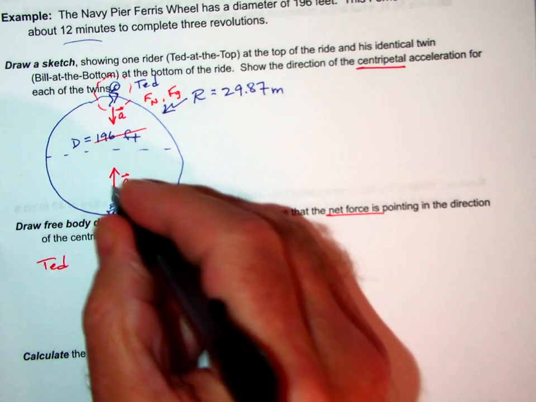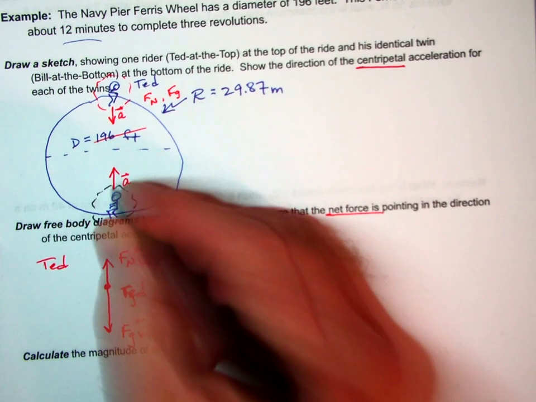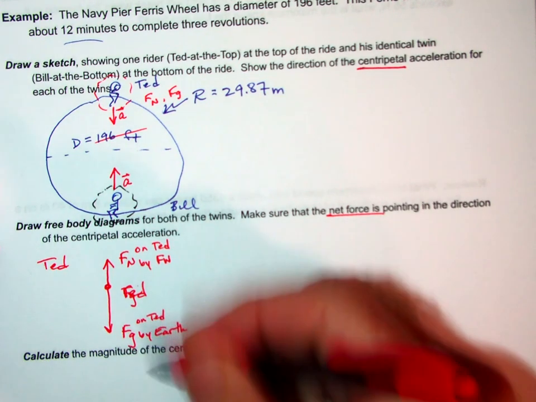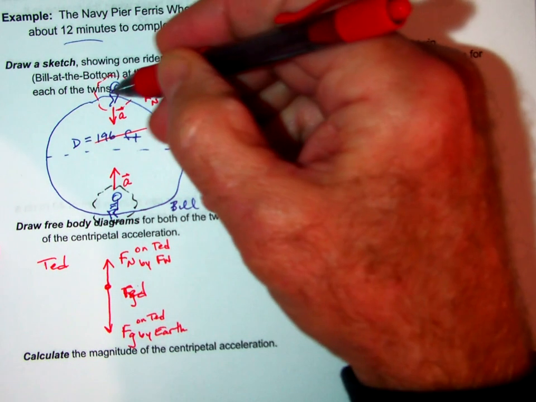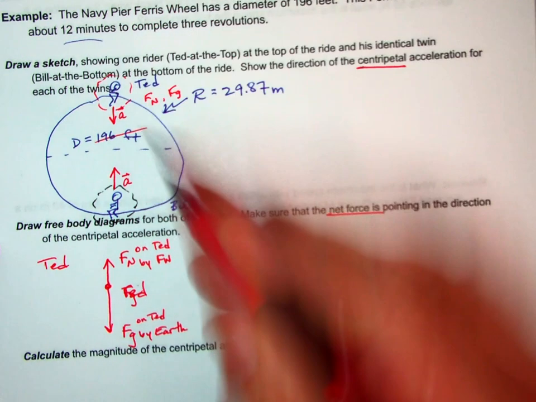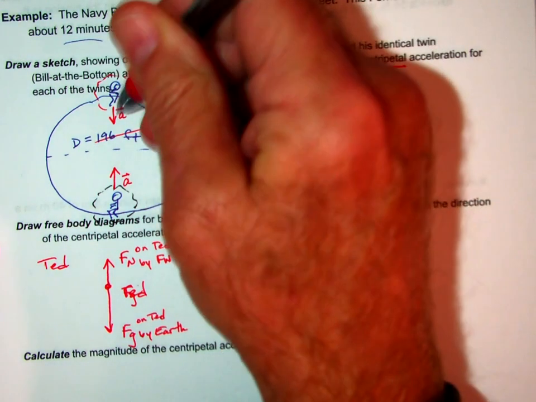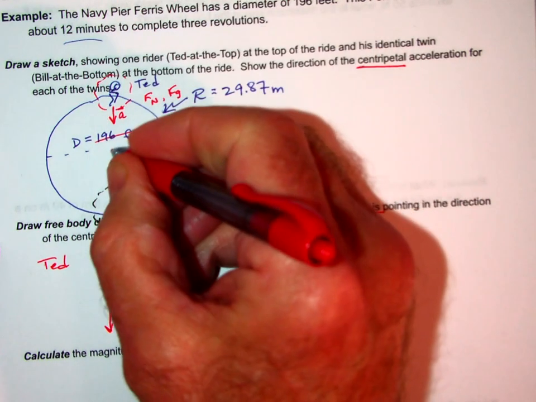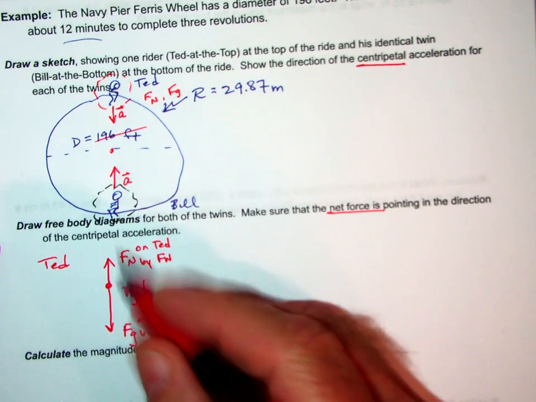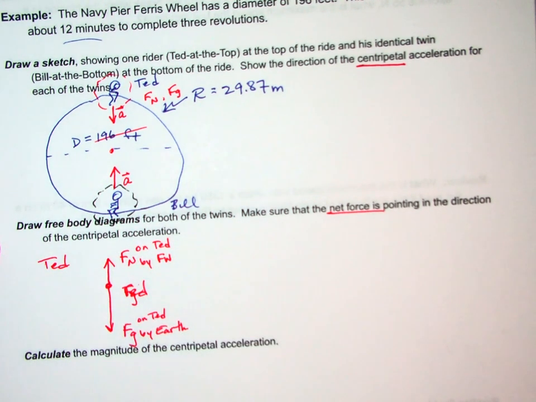For Bill, on the other hand, at the bottom, sorry, getting back to Ted here right quick, we know that the net force on Ted must be down because the acceleration is down. It's toward the center of the Ferris wheel. Therefore, we know that the normal force on Ted is less than the gravitational force on Ted.